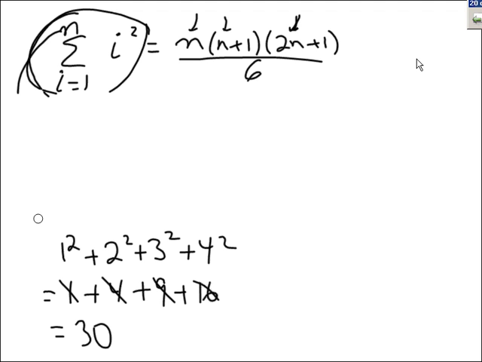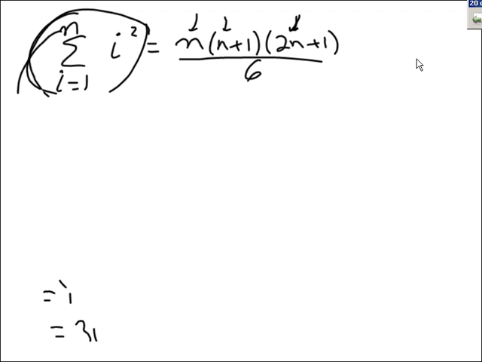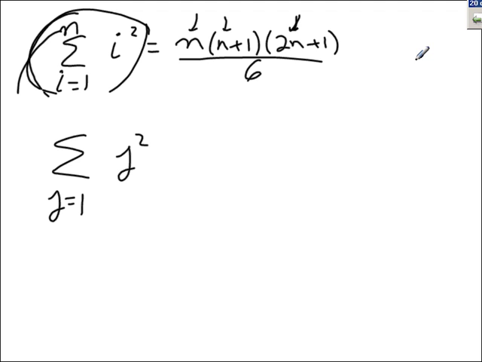Now we were fairly easily able to do this on the bottom because I only had to square a few numbers. What if n is fairly large? What if somebody is going to ask you, what is the summation of j squared? It's a dummy variable. Instead of i, I'm putting j. Okay, j goes from 1 to 100.